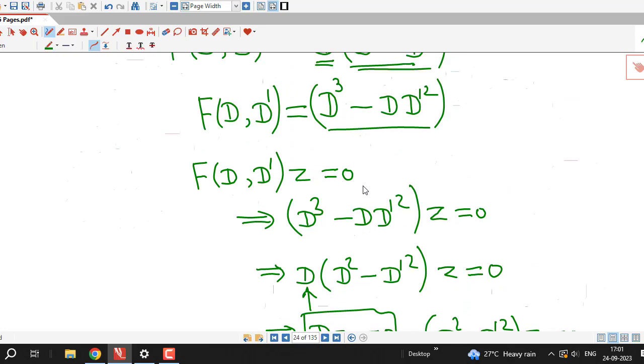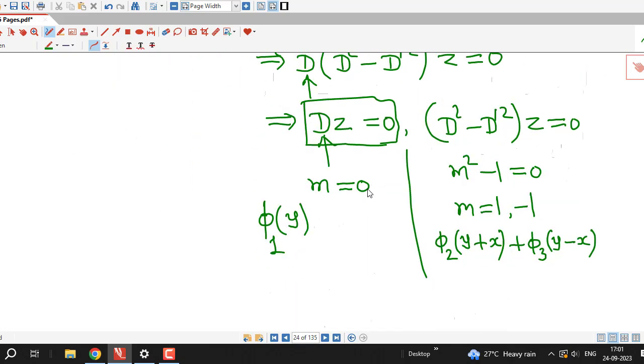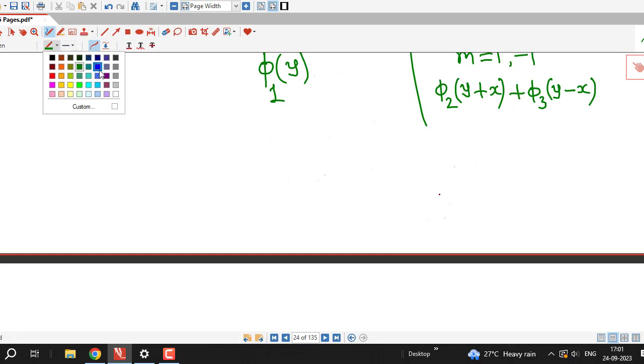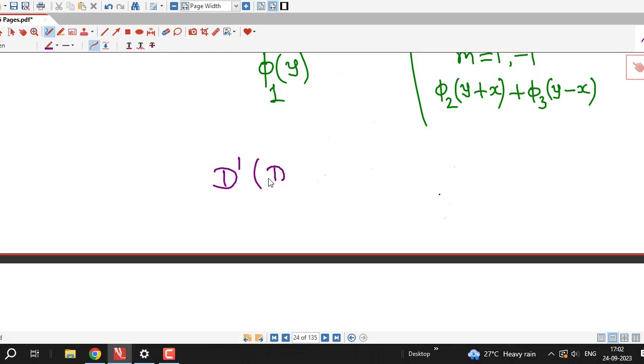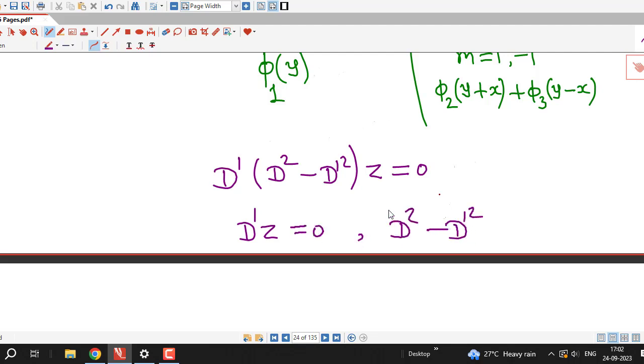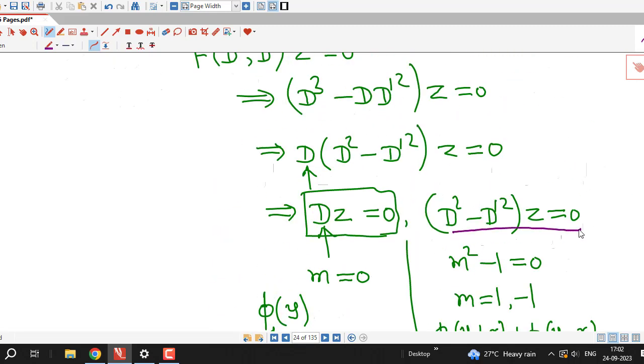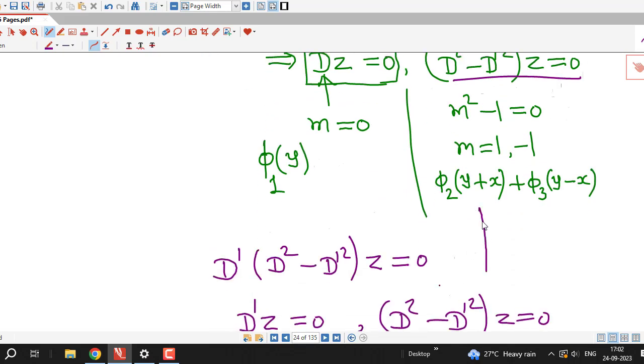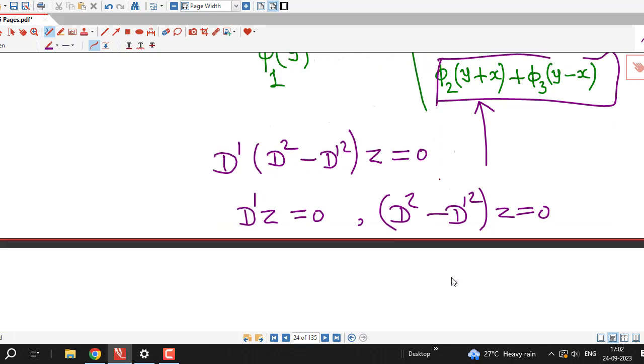But suppose instead of D we have D dash in the product, then you can observe this situation. Suppose I have this type of situation, D dash times D square minus D dash square z equal to 0, then I can rewrite this as D dash z equal to 0 and D square minus D dash square z equal to 0. So corresponding to this portion, we will write the part of the general solution for D square minus D dash square z equal to 0.